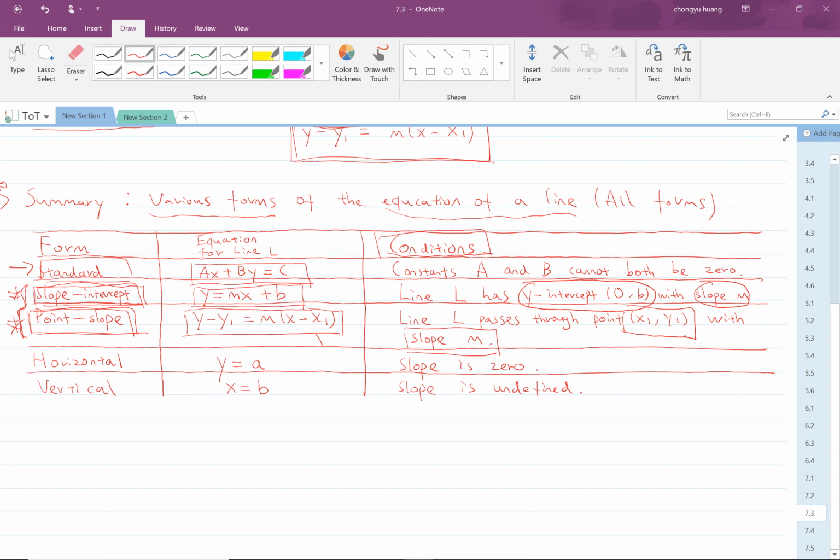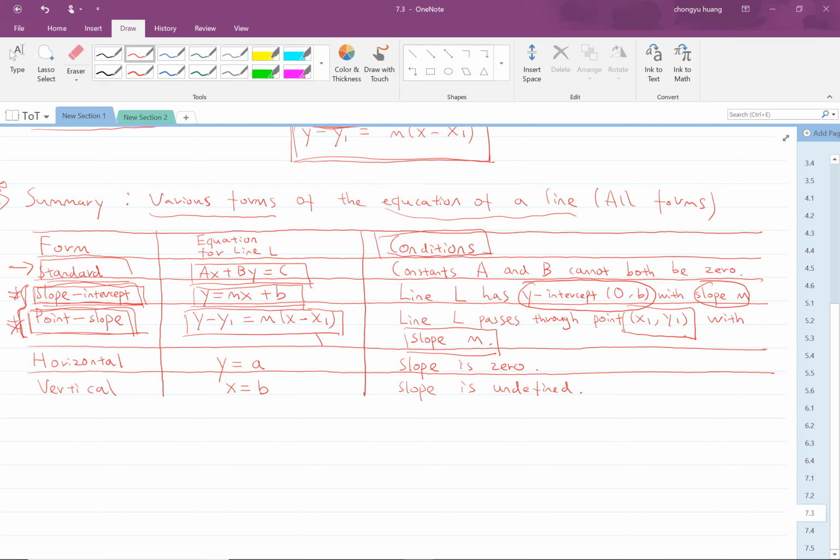Okay, let me repeat one more time. Wherever you have been given a point, and that point is passing through the line, and then you have a slope, it will be better to use the point-slope form. That's basically how you distinguish between the slope-intercept form and the point-slope form.